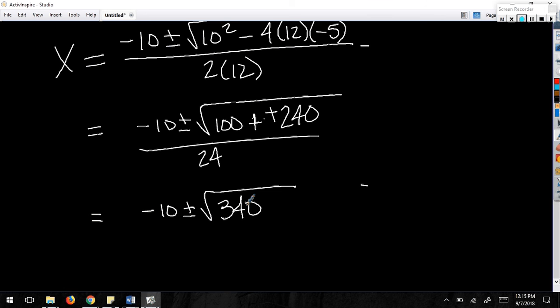You mean what's under the radical, like on your calculator? Did it do it for you? Just watch out, make sure it's doing everything right. Over 24, so now I need to look at this 340.